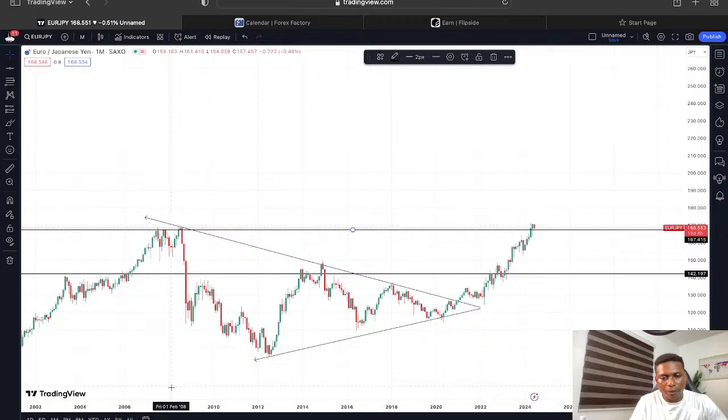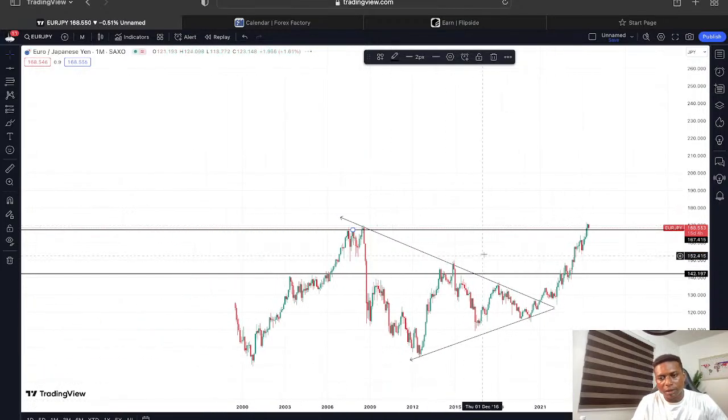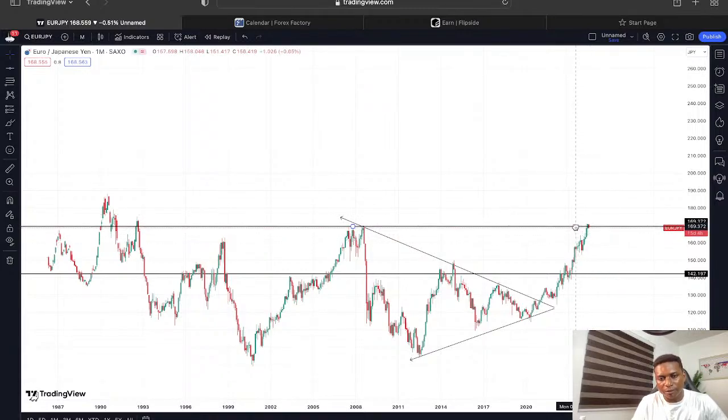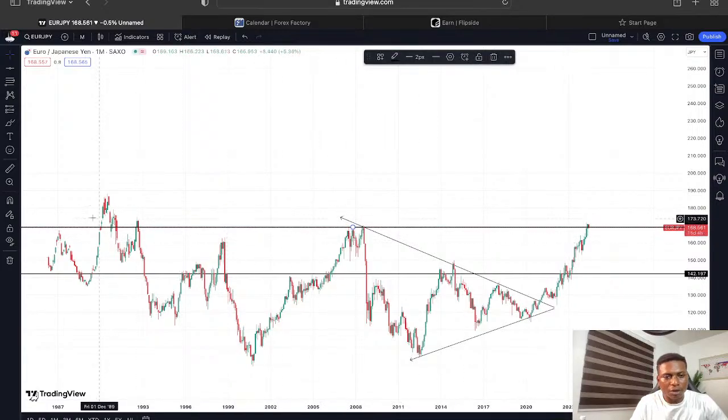All right, now when we look at it now, there are so many rooms to the left, which means there are months, a long period of time. Price has never gotten to this level before. For a very long period of time, price has never gotten to this level before.